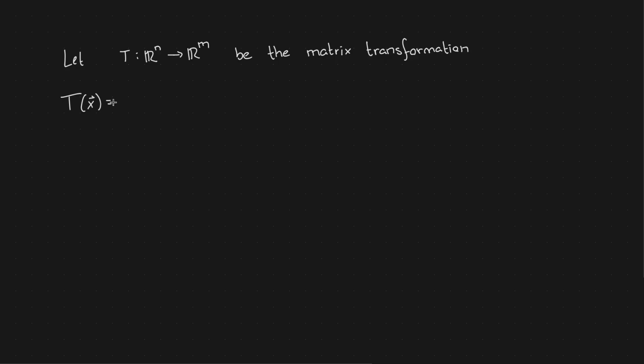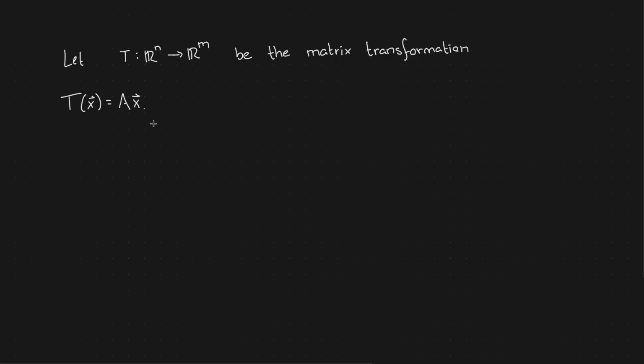There are a couple of really important properties with matrix transformations. Okay, so let's let T from Rn to Rm be the matrix transformation T of x equals A times x. Okay? Then I want you to observe a couple things.